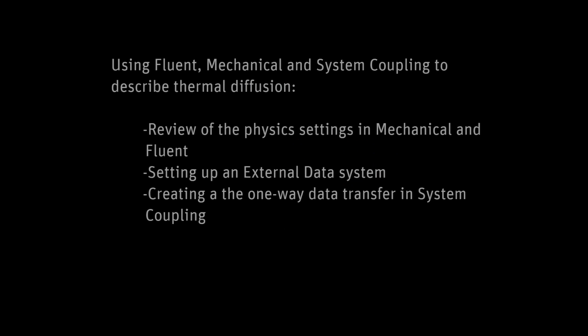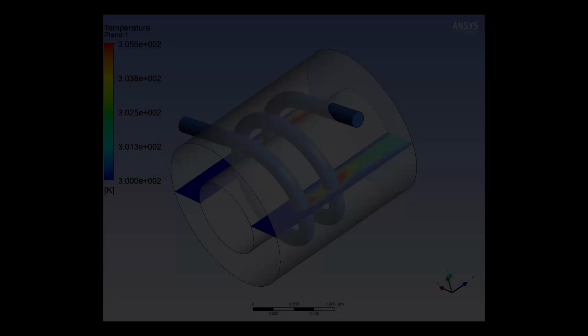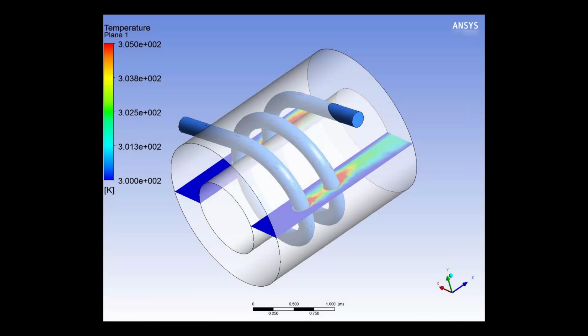In this demonstration, I will show you how to describe thermal diffusion by coupling a steady-state thermal system that uses the mechanical solver with Fluent using system coupling. The case involves a heating coil immersed in a flow of water contained in a pipe.